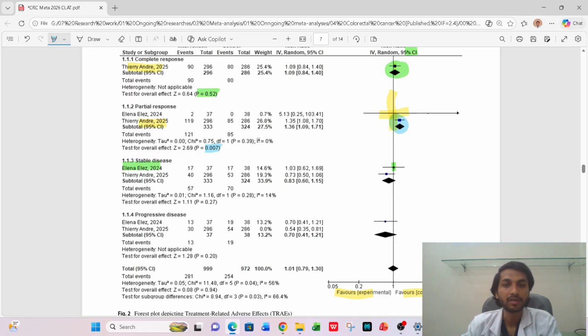What is I square? I square is heterogeneity. There is no heterogeneity among these two studies, and heterogeneity is not mentioned elsewhere because it is only one study. Talking about stable disease, the diamond touches the line, so it would be non-significant. And I square shows low heterogeneity.